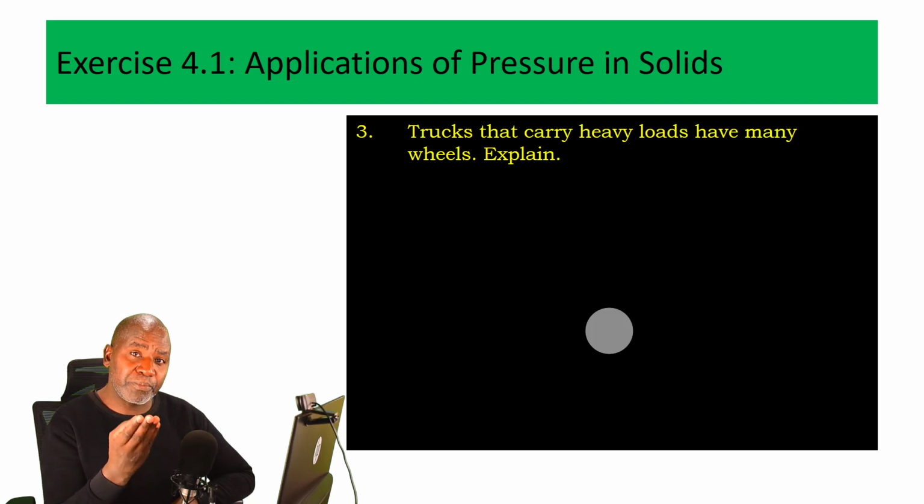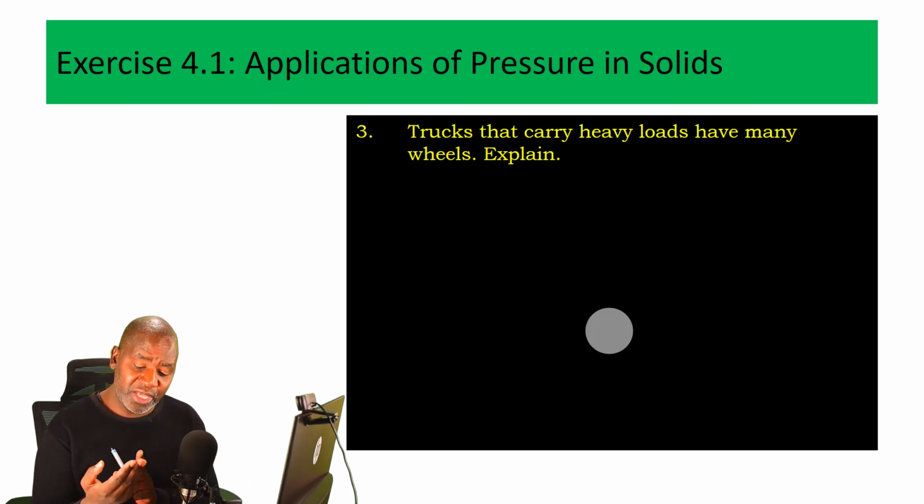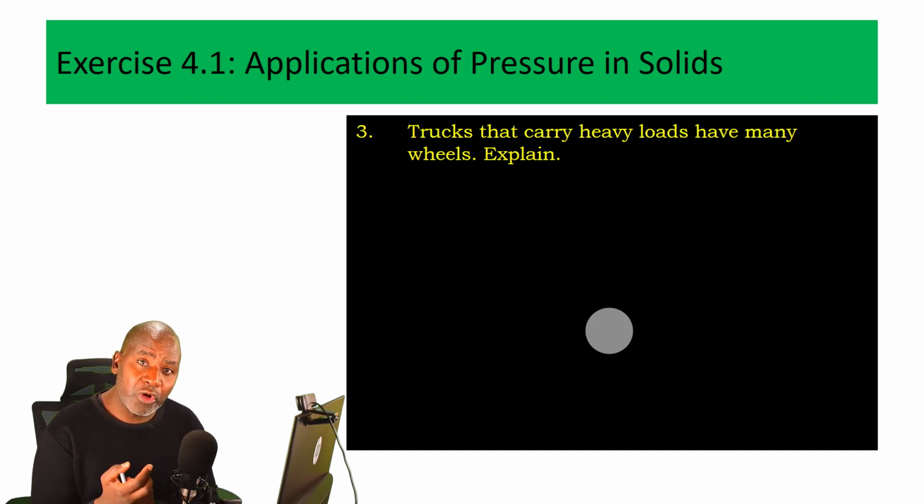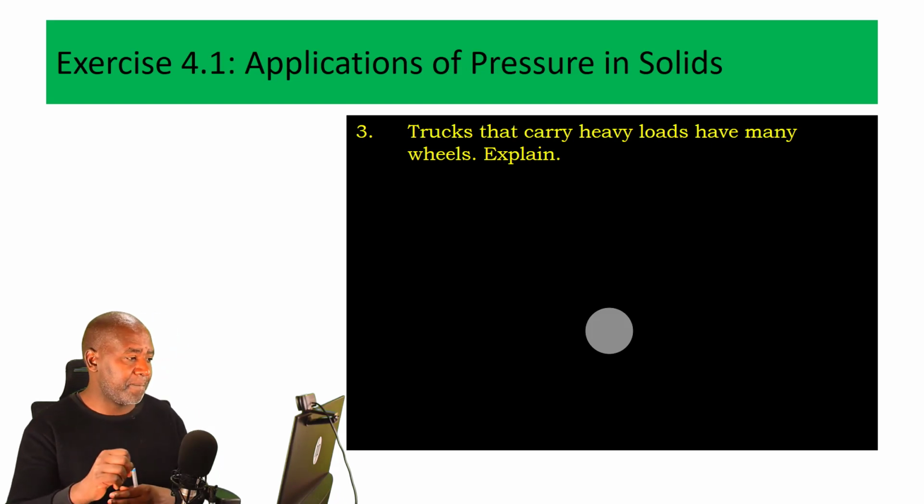And when you are talking about pressure, you want to say that the aim is to reduce the pressure that the truck exerts on the road surface. Because if the area is left to be very small, then the pressure is going to be so high, and this is going to destroy the road. So the point is, we want to reduce the pressure that the truck exerts on the road surface. How do we do that? By increasing the area of contact between the tires and the road surface. And that can only be done by increasing the number of tires in contact with the road surface.